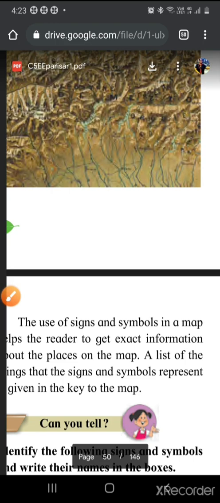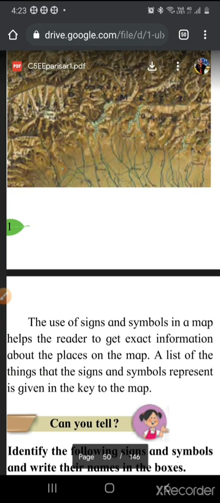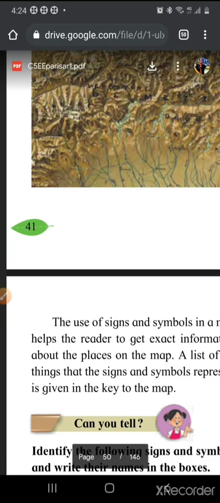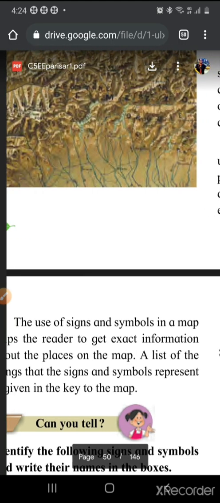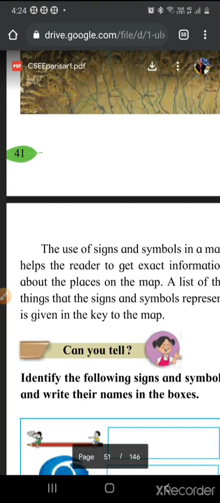Then come to the next page. The use of signs and symbols in a map helps the reader to get exact information about places on the map. A list of things that the signs and symbols represent is given in the key to the map. So this is how the key of the map is given.